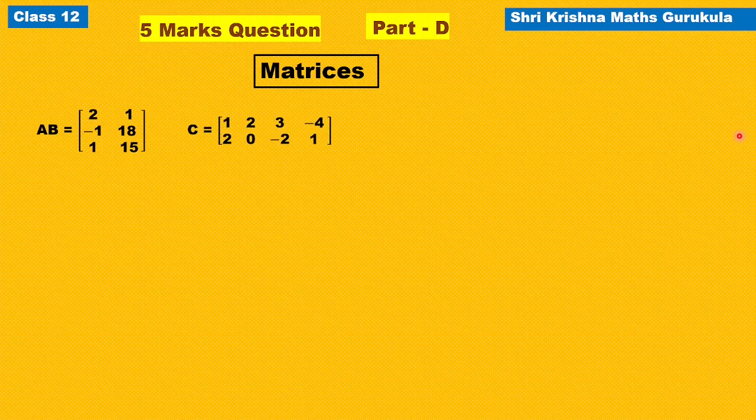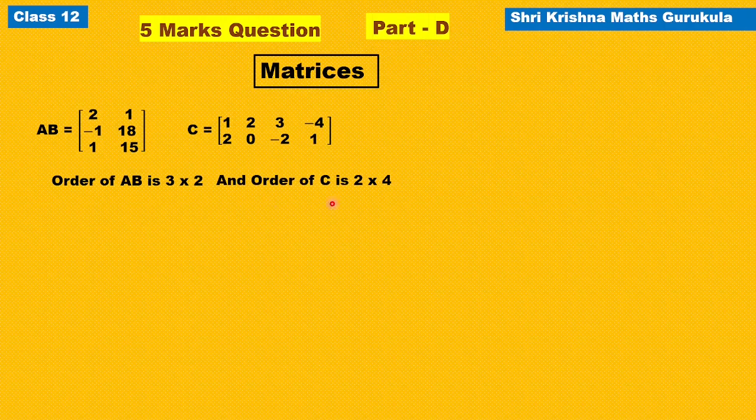So, I have written both the matrices. Now, matrix AB is of order 3 cross 2 and C is of the order 2 cross 4. Now, you can see that the number of columns of the first matrix is same as the number of rows of the second matrix. So, these two matrices are compatible for multiplication and the resulting matrix will be of the order 3 cross 4.